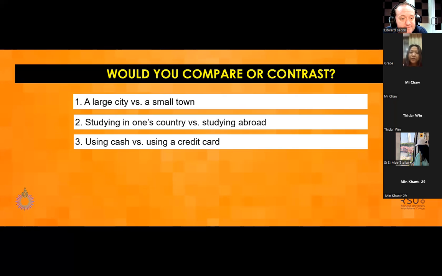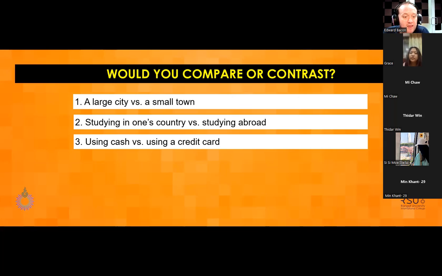Mr. Eddie, I have a question. I don't really get the point of what compare is or how we contrast. I don't really understand it. Okay, yeah. So compare means you see how things are similar. Contrast, you see how things are different.